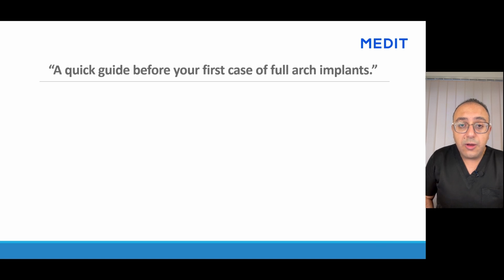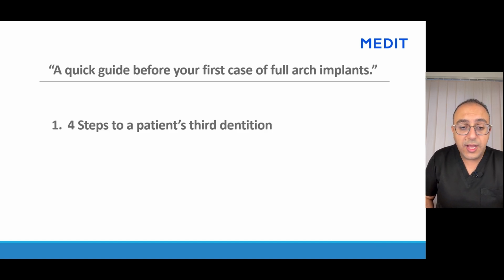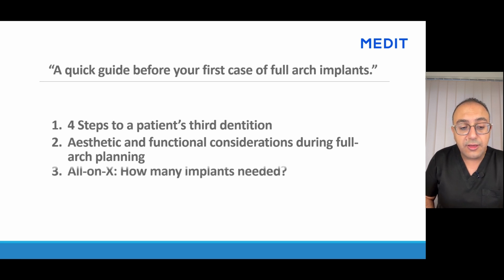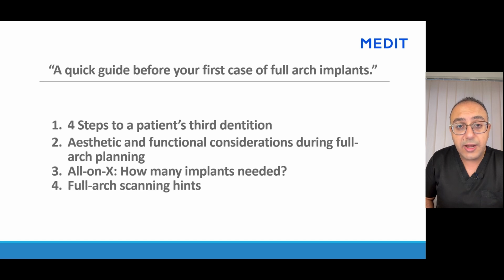So now our topic is the quick guide before your first case. What we are going to talk about today, we have 4 little topics. The first one is 4 steps to a patient's third dentition. The second is aesthetic and functional considerations during full arch planning. And the third one is all on X, how many implants needed. And the last one is full arch scanning hints. So let's start.